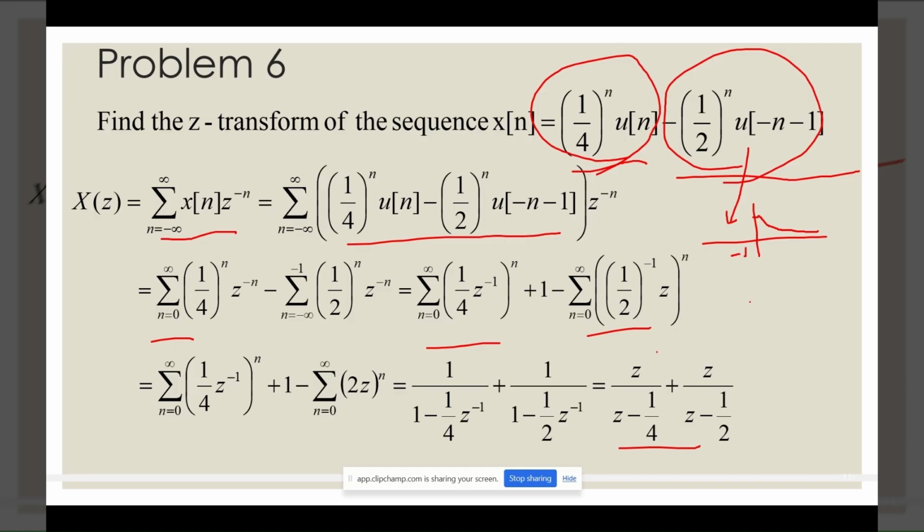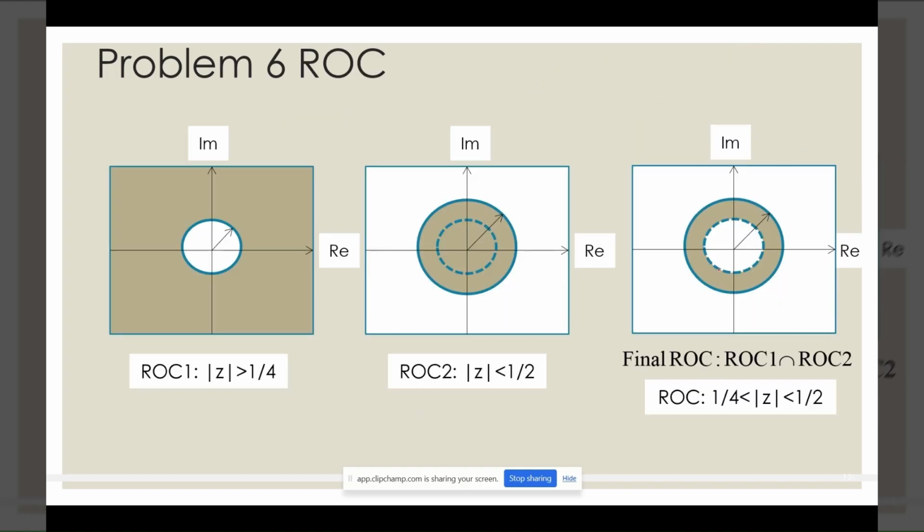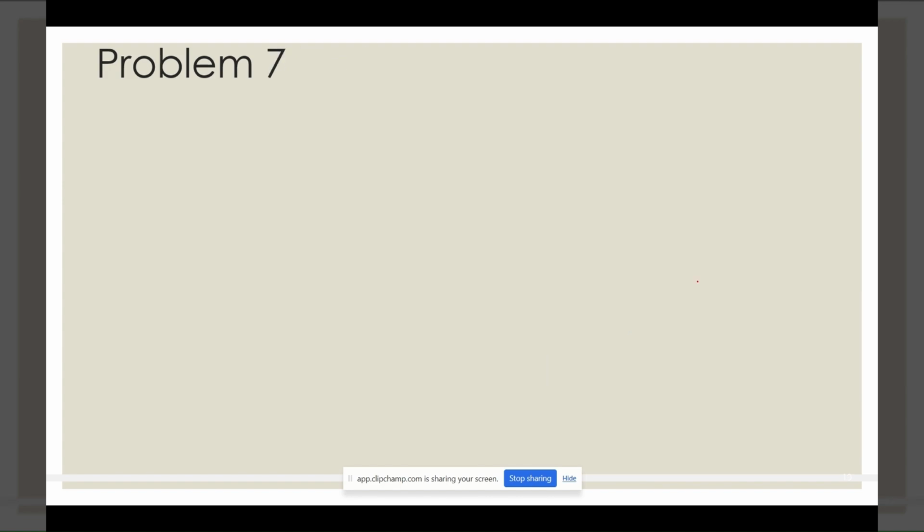For this, ROC1 will be greater than 1 by 4. ROC2 will be less than 1 by 2. So the region of intersection will be, this is ROC from 1 by 4 to 1 by 2. This will be the final ROC for this particular problem. So this sequence has right side as well as left side.